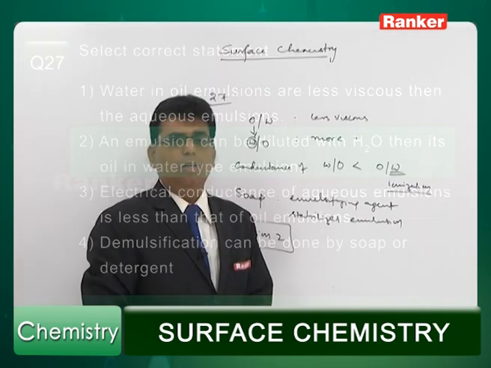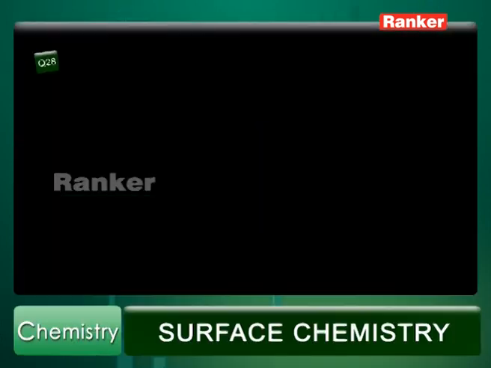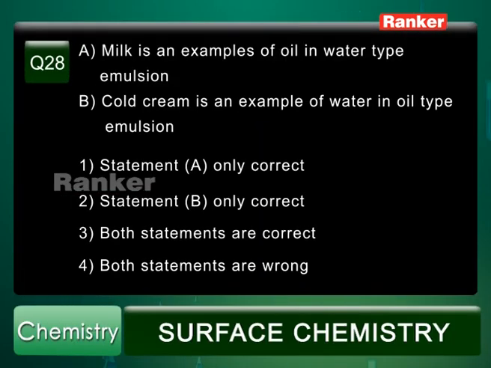Now, let us move on to question number 28. What it reads in question number 28 is, milk is an example of oil in water type emulsion, and of course, that is a correct statement.